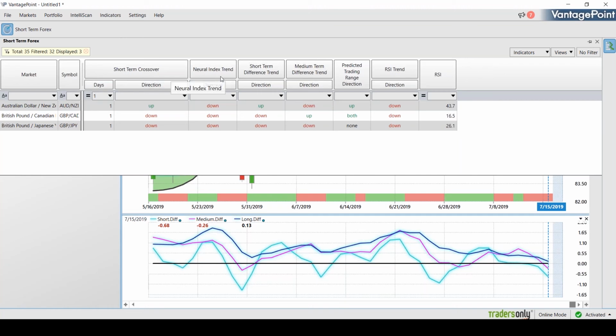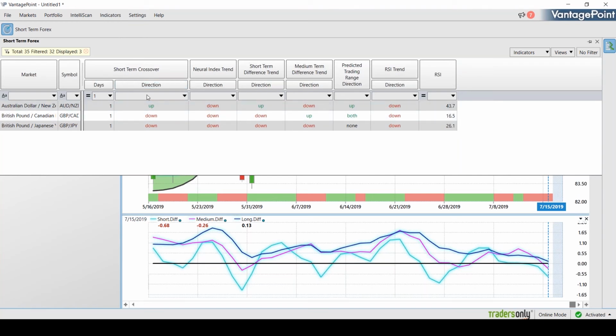And then we've got the neural index in here. We've got our short and medium term difference lines located in here as well. And then our predicted trading range. That's our gray candle. And then we also have over here on the right, we've got the RSI trend and the RSI. So here we've added in a couple of other predictive indicators from VantagePoint that will help us narrow down some fantastic opportunities.